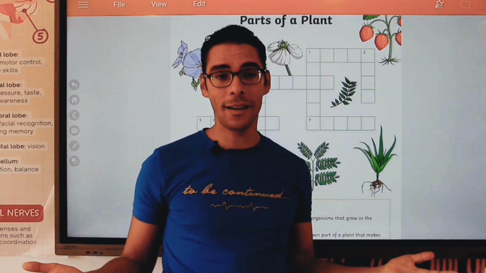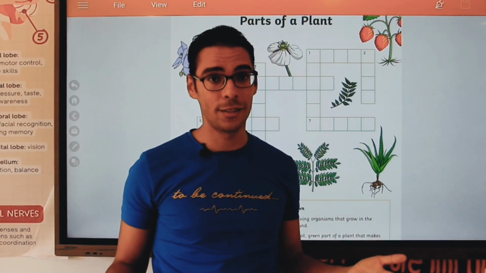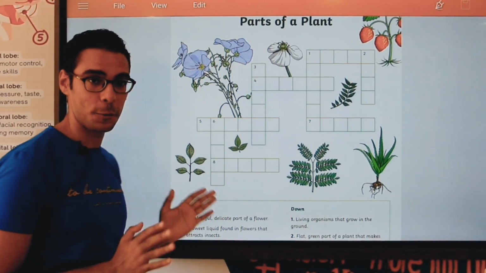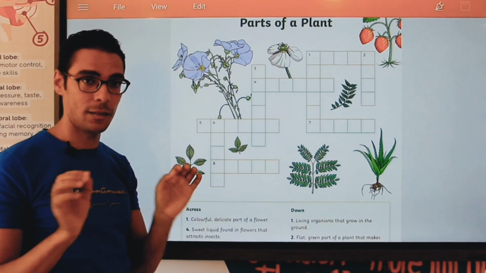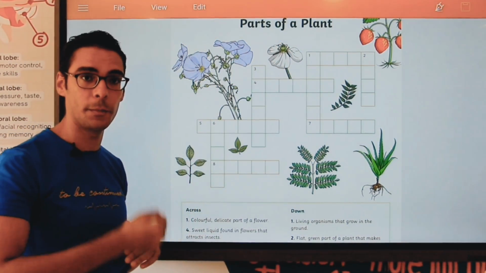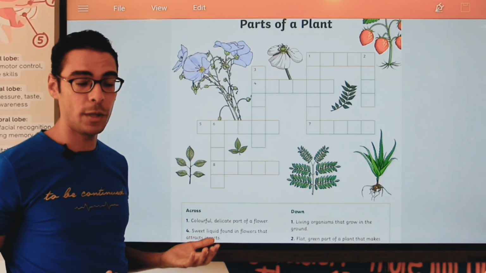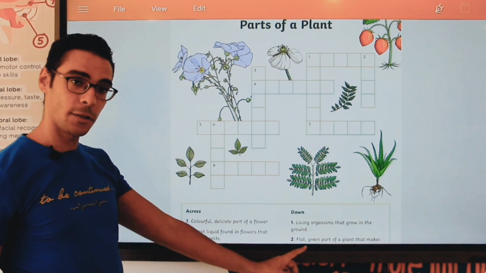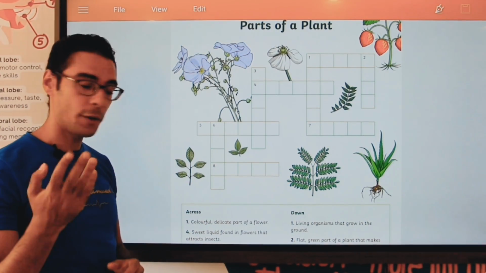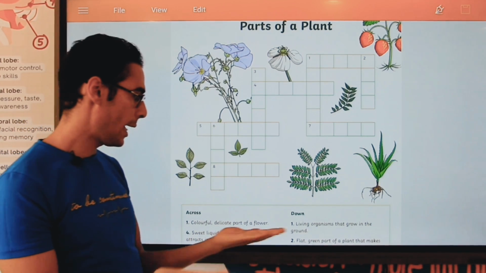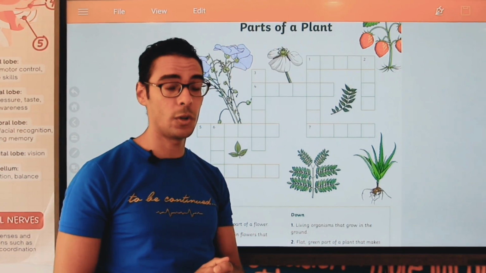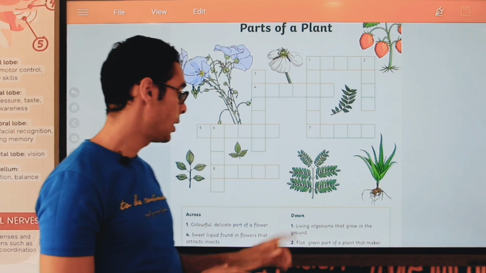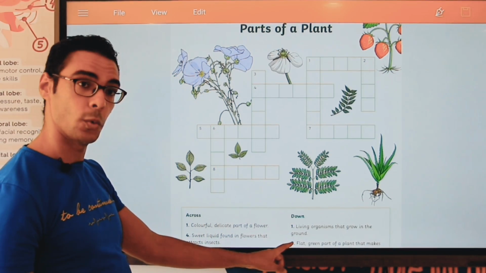The next game that I have for you is crosswords. You might know how to play crosswords, but let me explain it one more time. Here, you have to find some words to fill in letter by letter. But where can we get words from? From the answers to these questions below. For example, number 2 here: flat green parts of plants that make food. So you mean leaf? Yes. So what's the number here? It's 2.